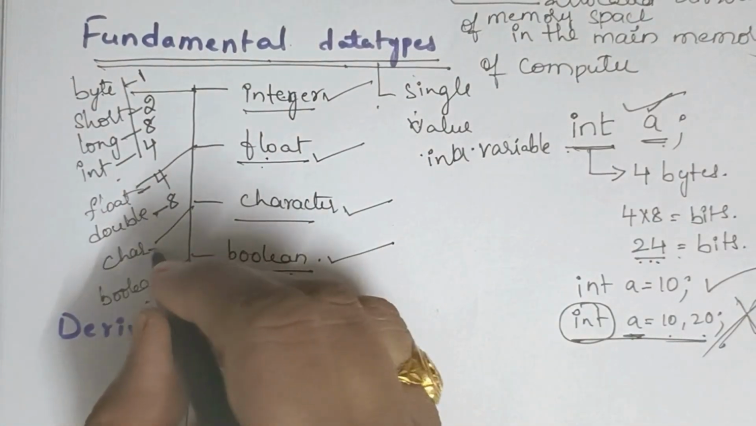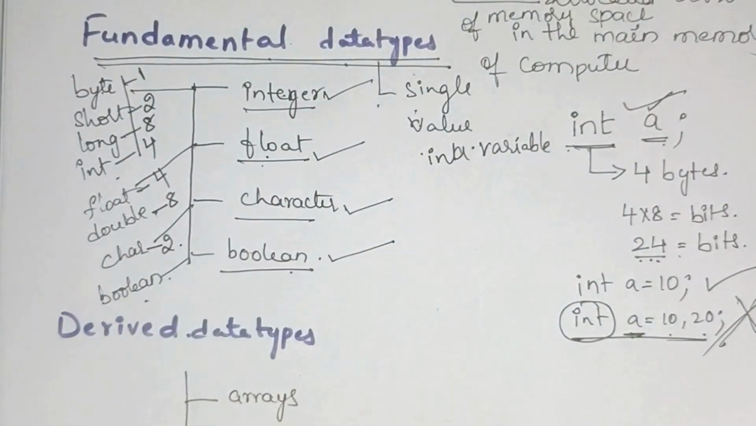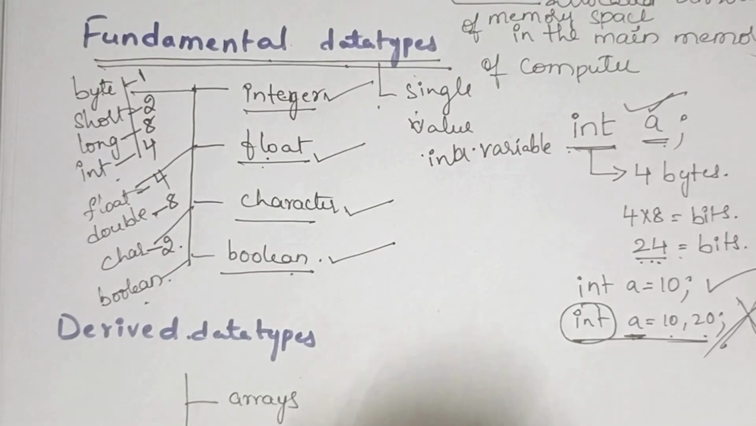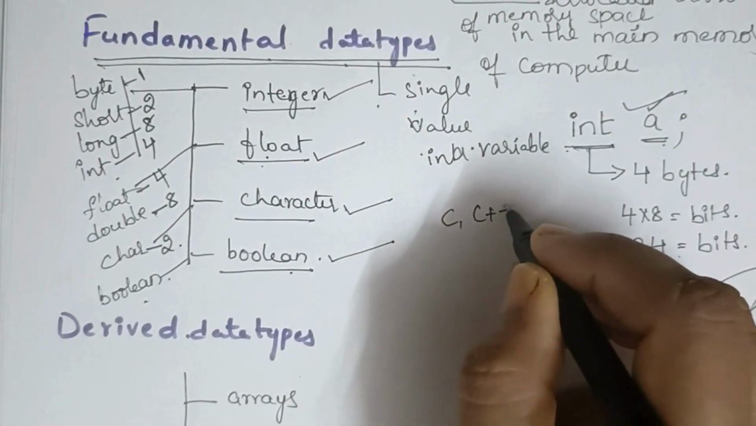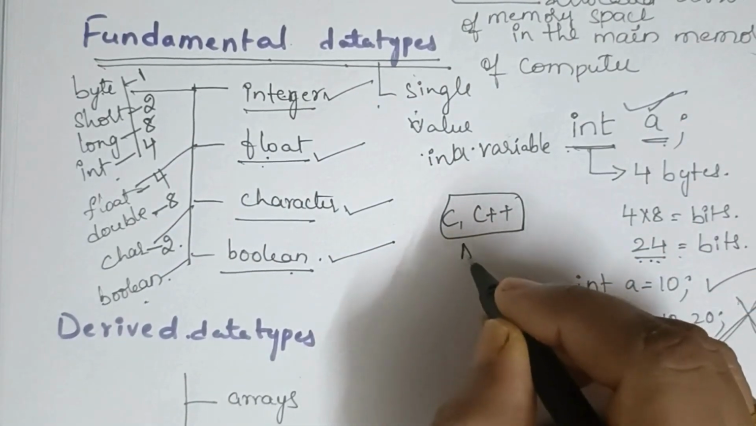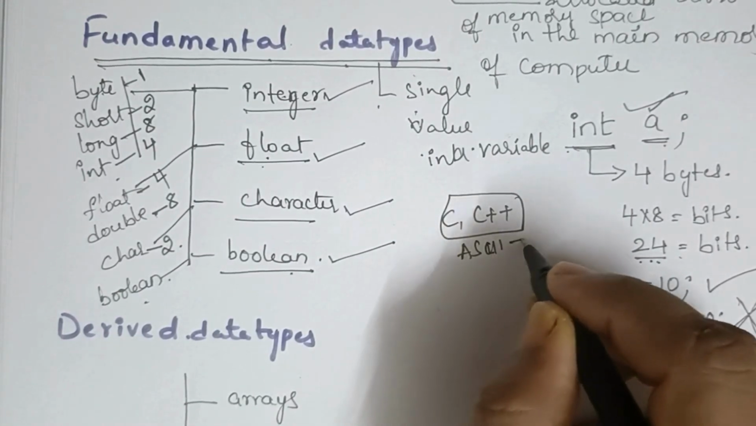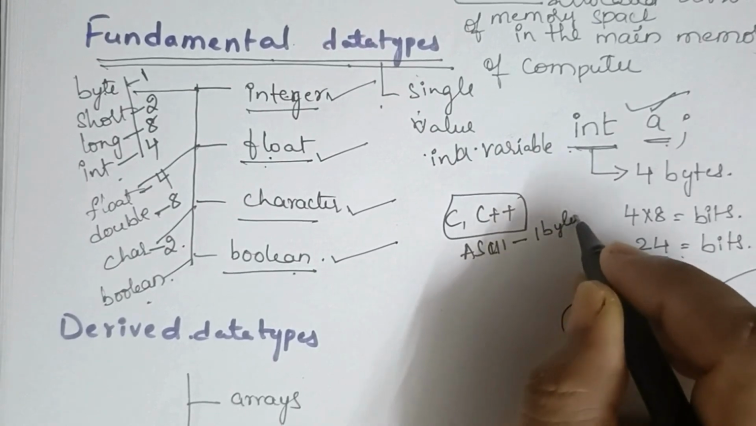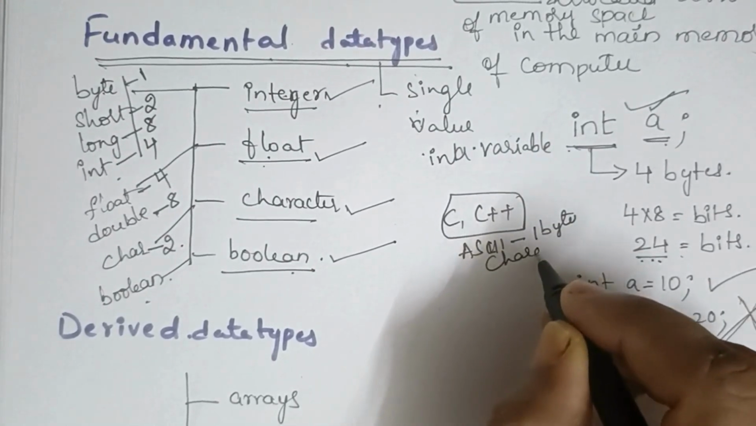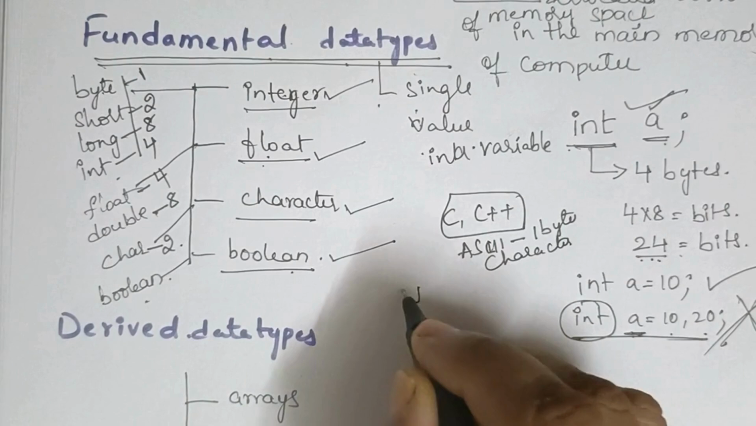In Java, the character allocates 2 bytes of memory space. But the C and C++ languages follow the ASCII code system, which allocates only 1 byte of memory space for a character. But Java follows the Unicode system.